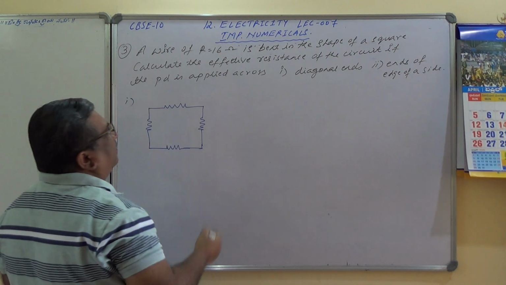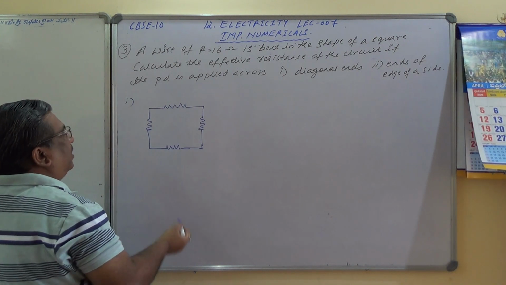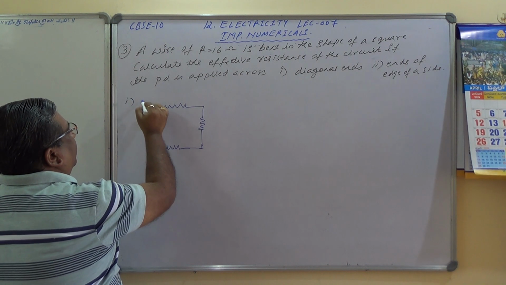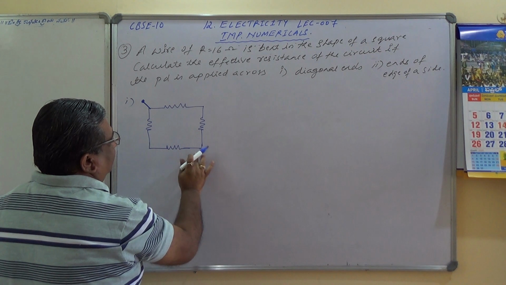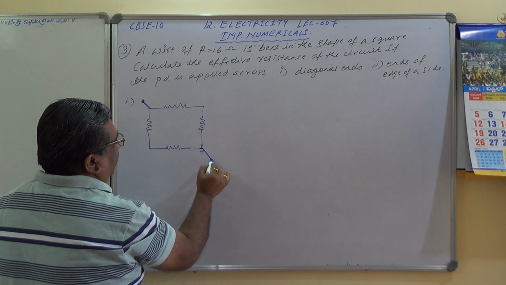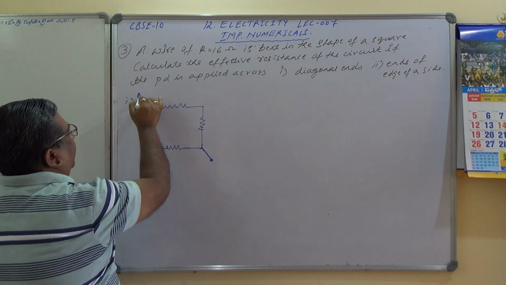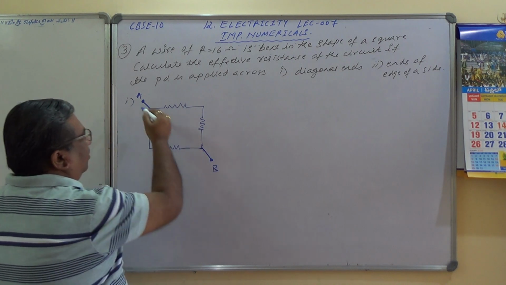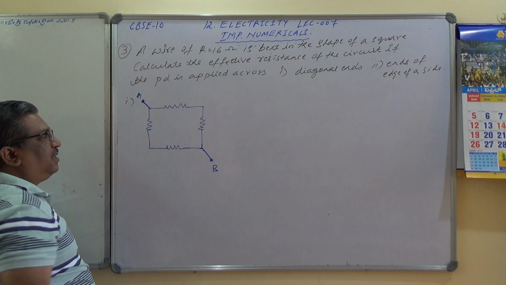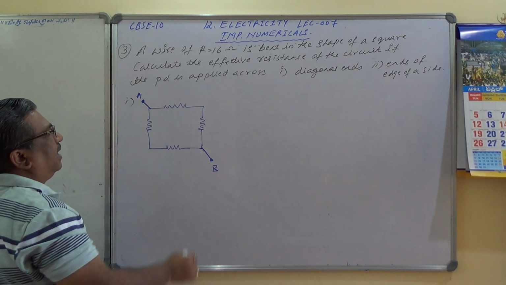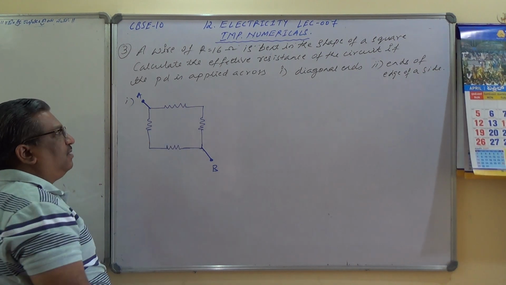And where is the potential difference applied? Potential difference means voltage. Voltage is applied across the diagonal ends here. These are the two diagonal ends here. So A and B are the terminals. Across AB, the potential difference is applied. Across AB, the voltage is applied. Question is, calculate the effective resistance of this circuit.